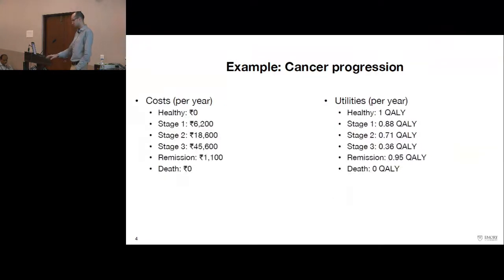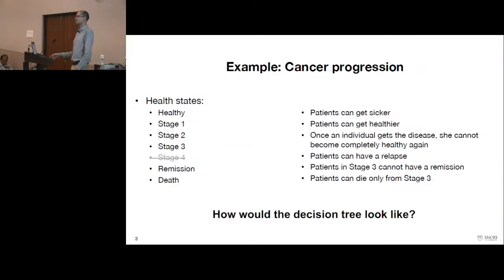I clicked too fast. I wanted you to think, so let's say we have all these health states, and let's say we also know that the disease progresses at a pace that patients change from one health state to another roughly once a year. That depends on the particular disease. If it was a more aggressive disease, then patients probably change health states much more frequently. But for this example, let's assume once a year.